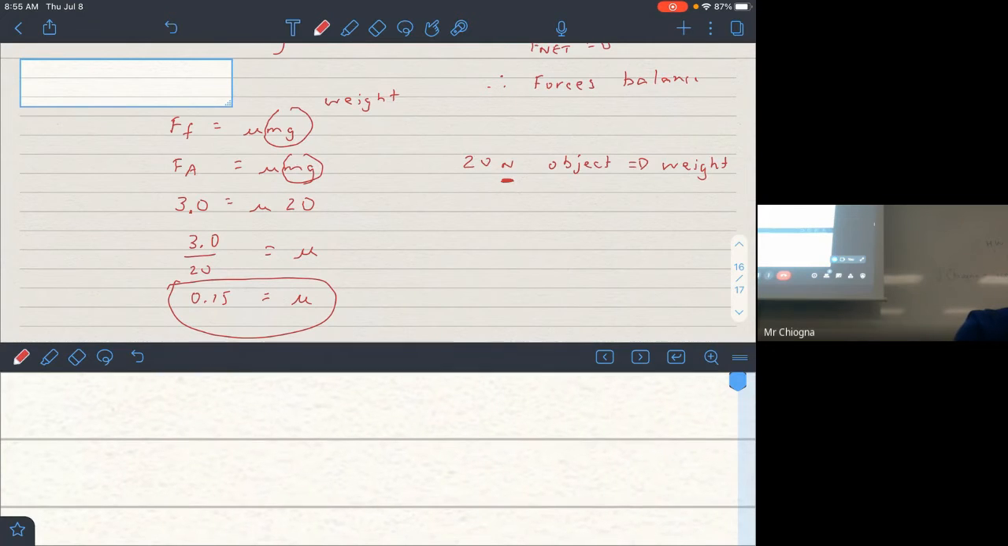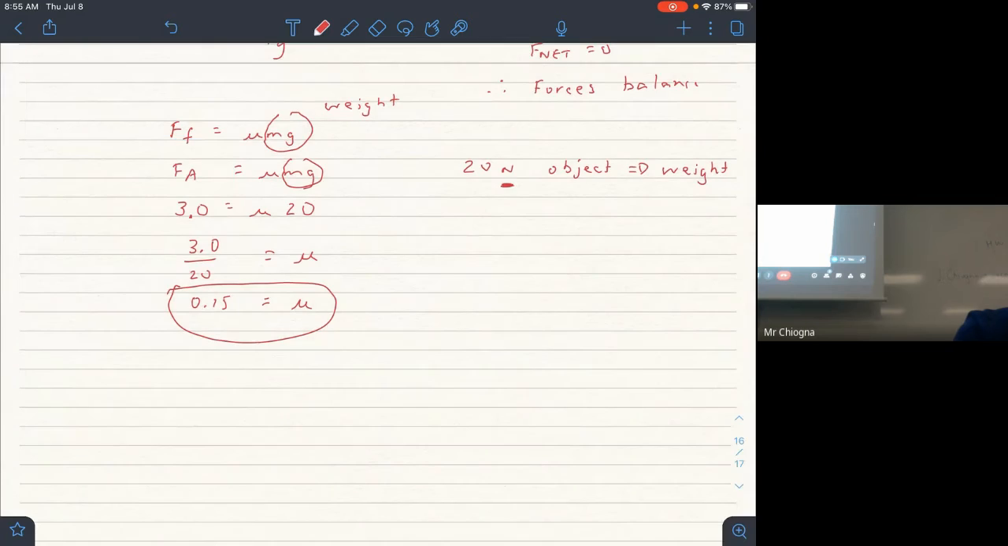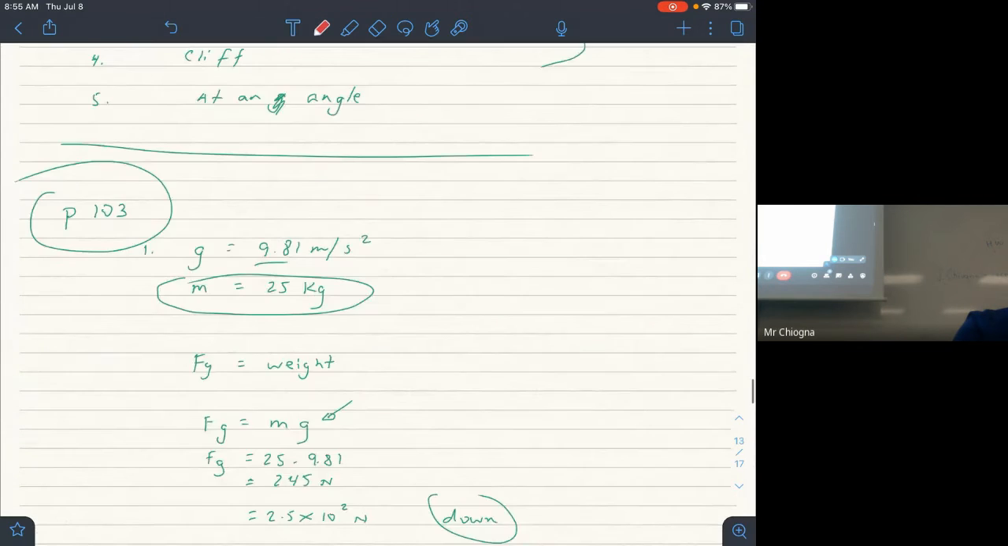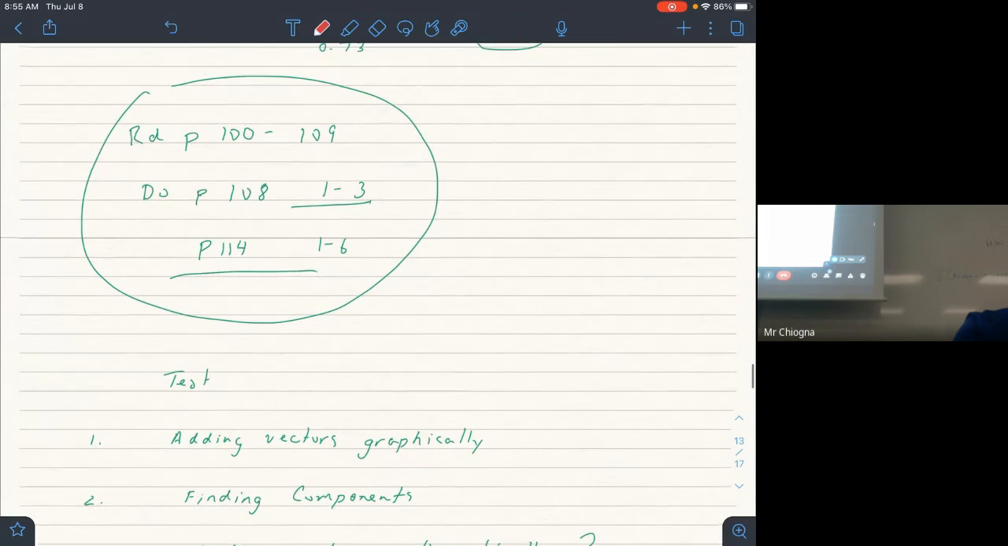Yeah. So the next page, what the heck did I do? Okay. Next page is this one here, 108.